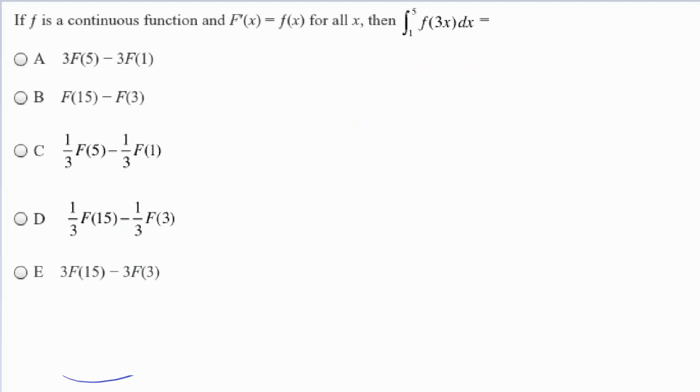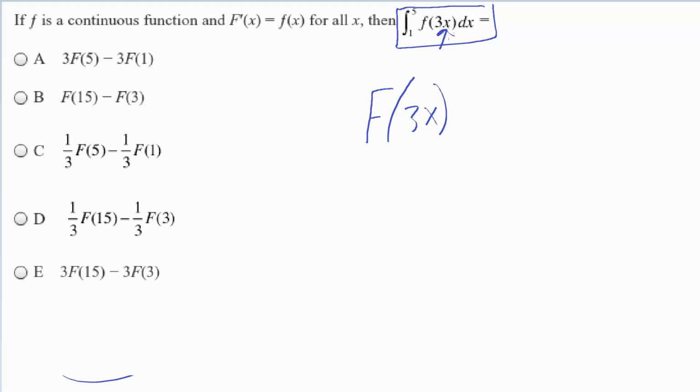If f is a continuous function and f prime of x equals f of x for all x, then the integral from 1 to 5 of f of 3x equals... yeah, let's take a look. What do we get if we were to just integrate this? The integral of f of x would be big F of x, but we've got this extra chain rule inside there. So a very good recognition on this would be understanding first the big F of 3x.